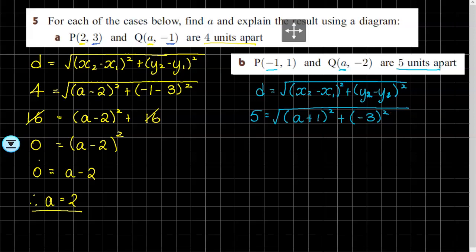We want to get rid of the square root by squaring. Excellent, excellent. So we're going to square both sides. So 5 squared is 25. We square the right hand side so that square root disappears. I'm left with A plus 1 squared plus 9.